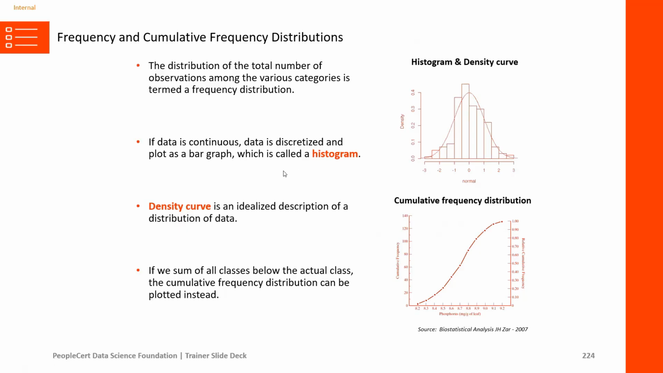Now what is a density curve? A density curve is an idealized description of the distribution of data. The area under this curve is called the density curve. So the area of this complete curve is the density curve. If you sum all the classes below the actual class, the cumulative frequency distribution can also be plotted instead. If you do a cumulative frequency distribution, then you can have the plot created in this manner.